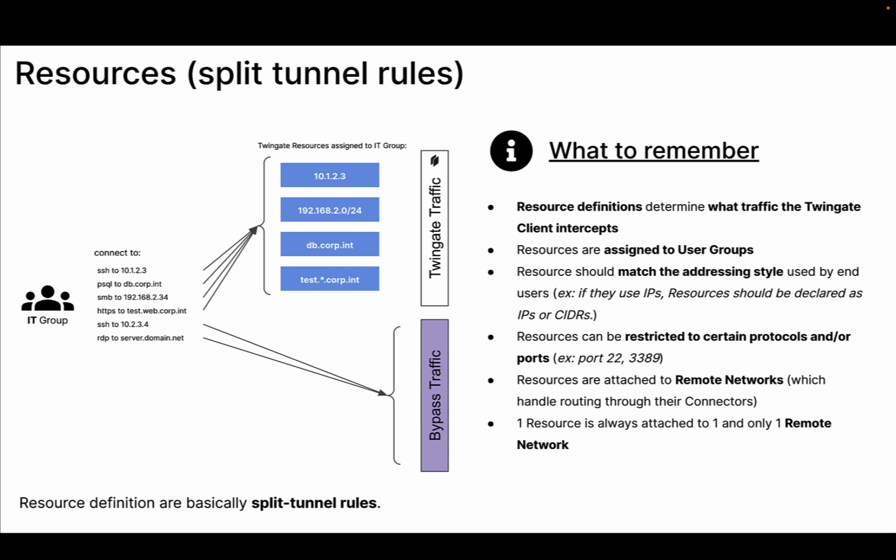Just remember the routing aspect of it. That's quite important, right? A resource is attached to a remote network. A remote network always has one or more connectors. And so when you are accessing a resource in Twingate through your user, the traffic for that resource will be routed to any of the connectors in your remote network. That's how the routing works.